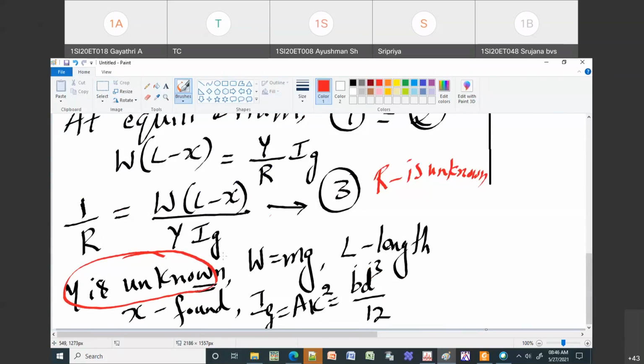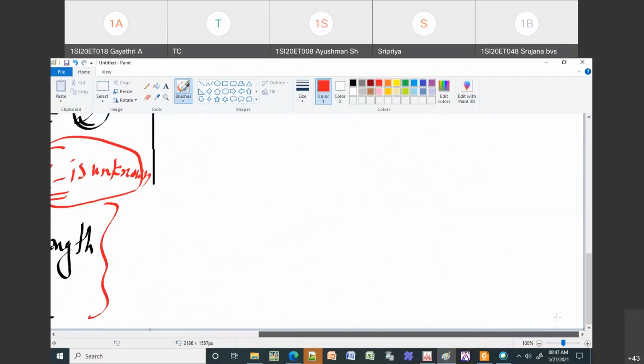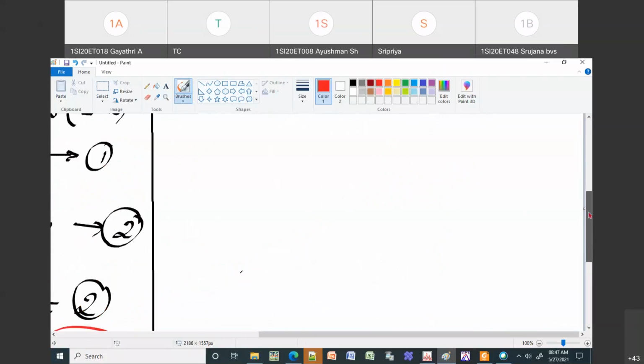So now I will use some mathematics and try to find this R. R is unknown. If I know R, my job is complete, because I want to find Y. Y is equal to all the known terms, so you are getting all the terms except R. So you have to find R, and for this you have to take the help of mathematics.